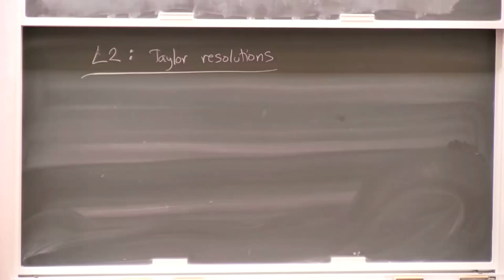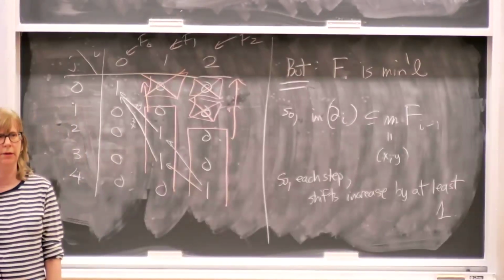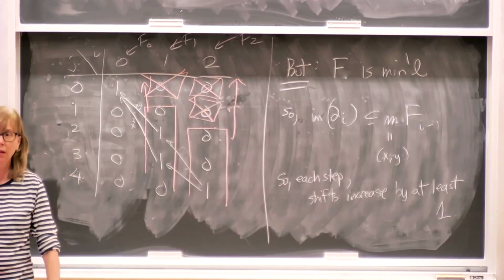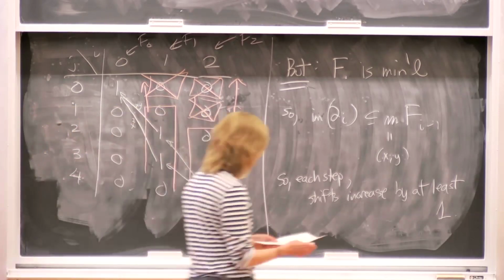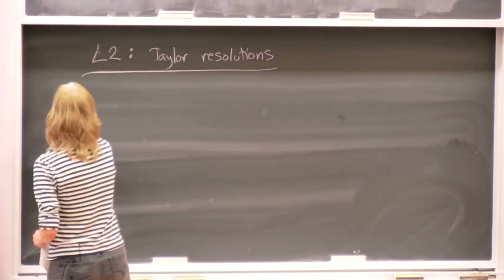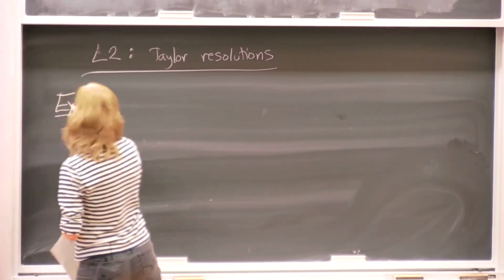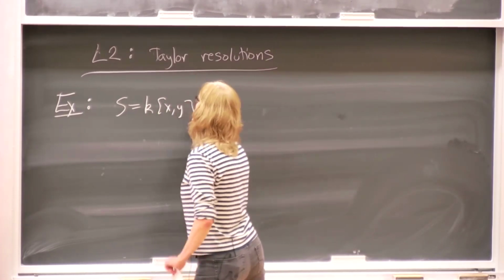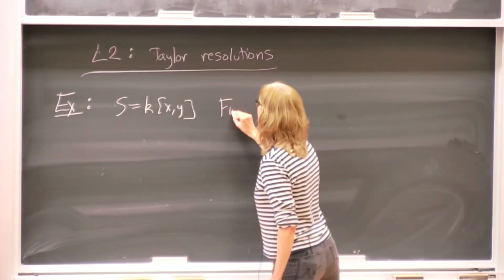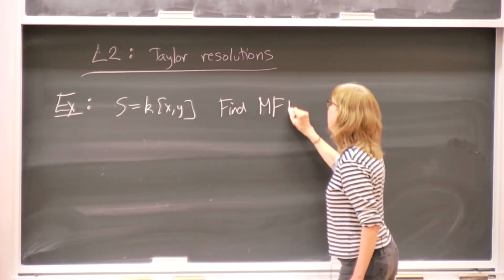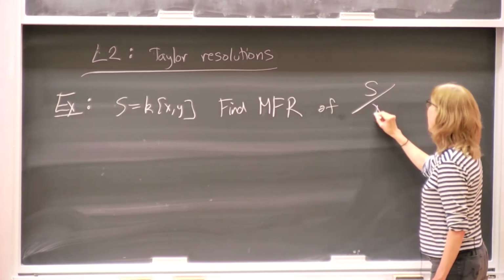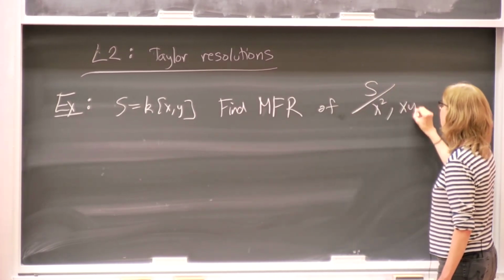How many of you got to the problems about Koszul complexes? Okay, good. So some of you know what a Koszul complex is. This is almost like a Koszul complex, but modified a little bit. I'm just going to start with an example and then explain it. So S is K of X, Y, and I want to find the minimal free resolution, MFR, of S mod X squared, XY.